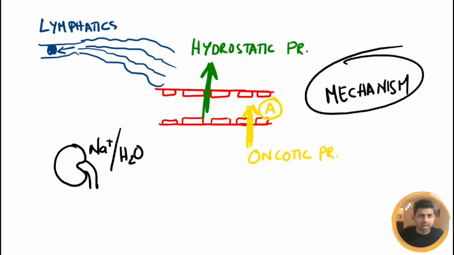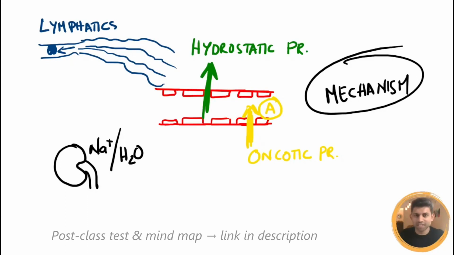Next, we'll look at hyperemia and congestion. Think at the cell level.